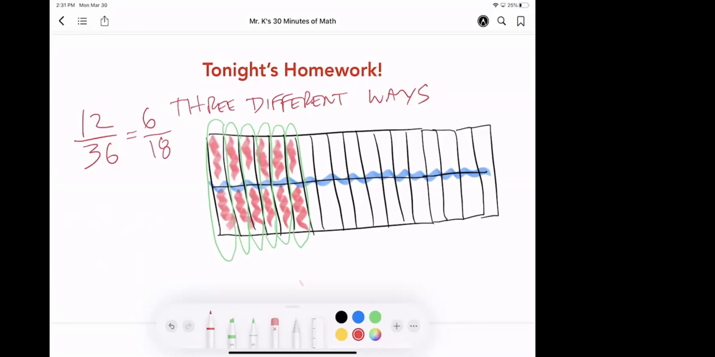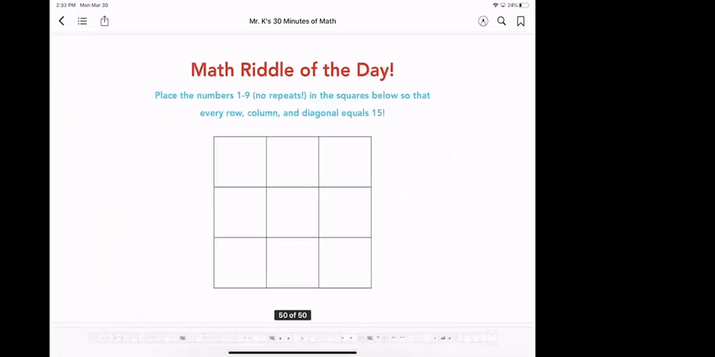You can also show that, remember, through our division, we went from 2 rows, row 1 and row 2. We got rid of this line, so we went down to 1 row. But we went from 2 rows to 1, so we're going to divide by 2. And there you have it. 12 divided by 2 is 6. 36 divided by 2 is 18. I want you to come up with 3 other ways to do that with different numbers of rows and see how you do. Before we go, here is our riddle for the day.